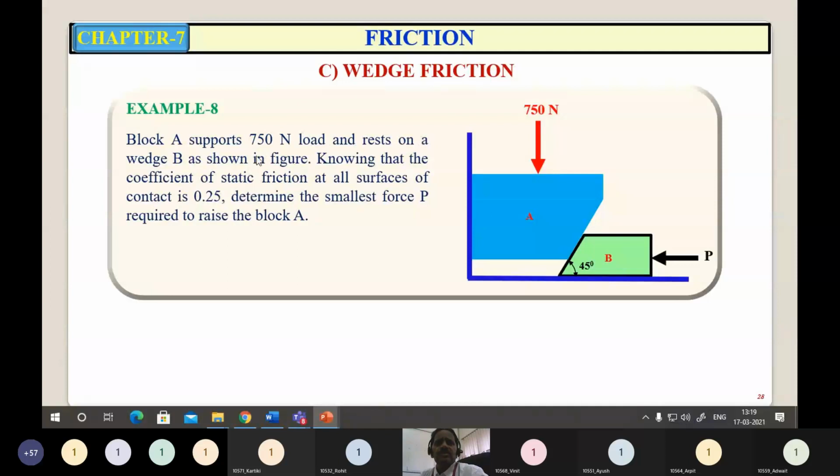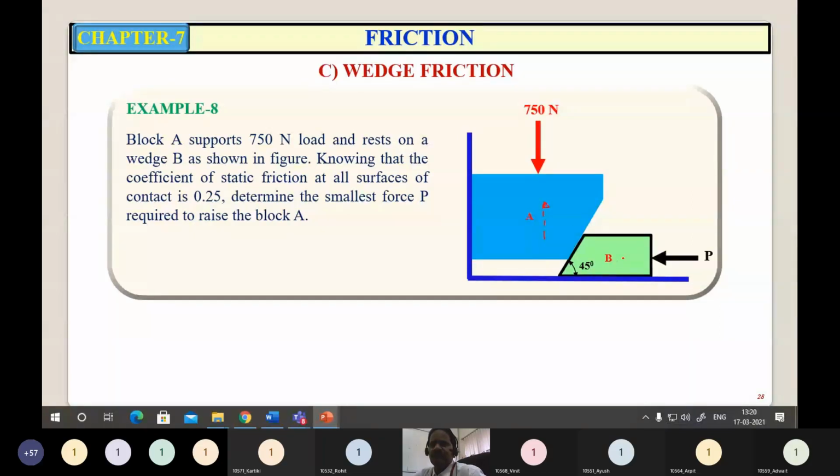Block A supports 750 Newton load and rests on wedge B as shown. Knowing that the coefficient of static friction at all surfaces of contact is 0.25, determine the smallest force P required to raise the block A. So what is the direction of impending motion? The smallest force P required to raise the block A: upwards.